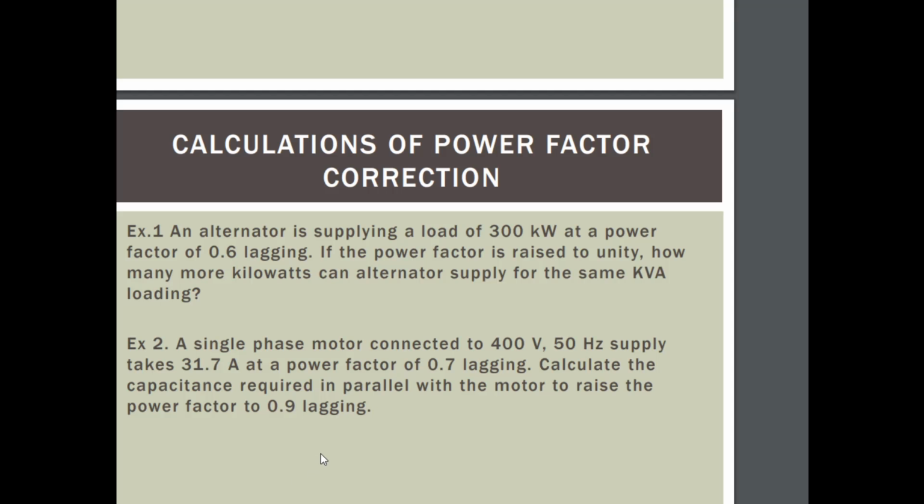So for the second example, the problem states a single phase motor connected to a 400 volts 50 Hz supply takes 31.7 amperes at a power factor of 0.7 lagging. Calculate the capacitance required in parallel with the motor to raise the power factor to 0.9 lagging. So we are solving for the capacitance. And again, I believe we have to draw the triangle here.